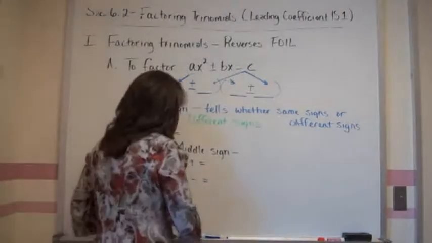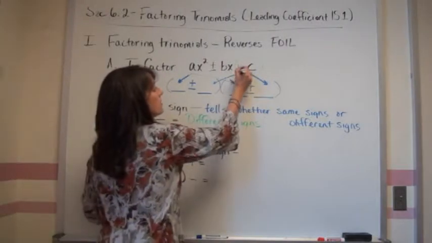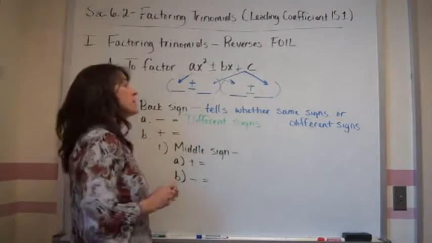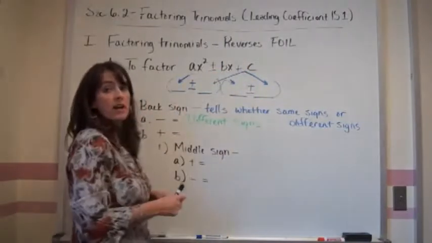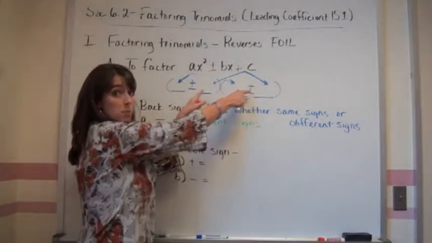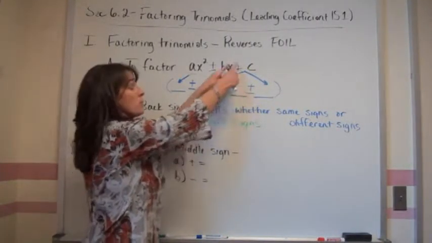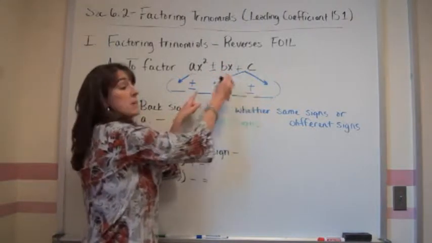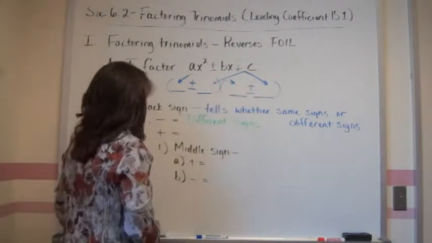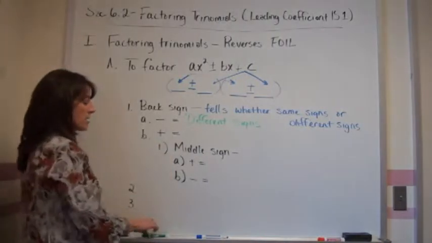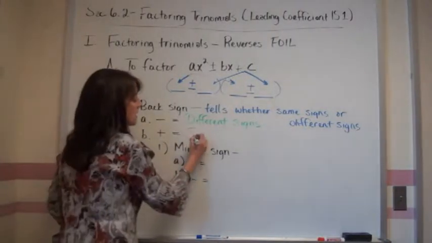If this is a plus, like you see here, then what happens is these two multiply to create that. So they have to be the same. Either they're both pluses, because a positive times a positive will be a positive, or they're both negatives, because a negative times a negative will give you a positive. So if that back sign is a plus, then that tells you that they are going to be the same sign.